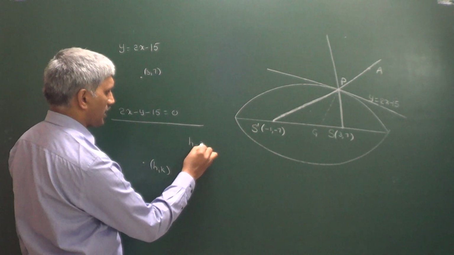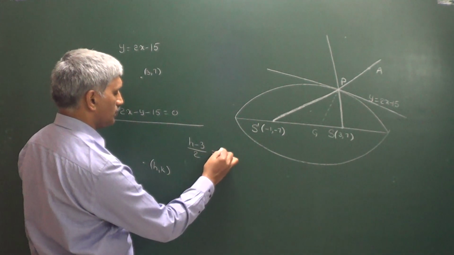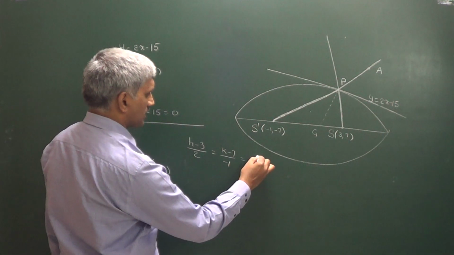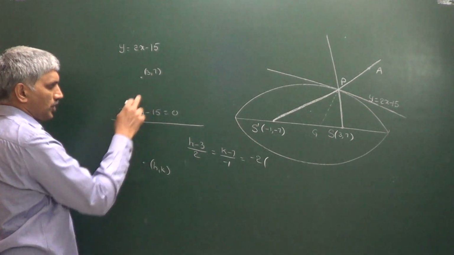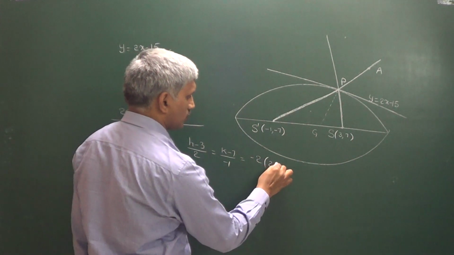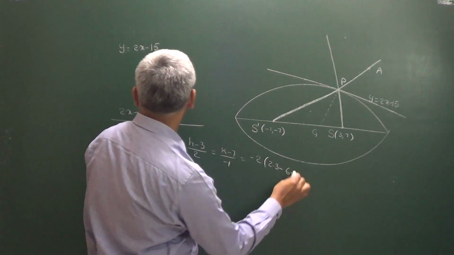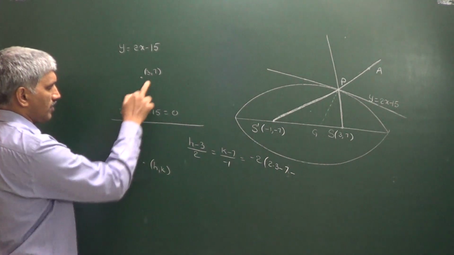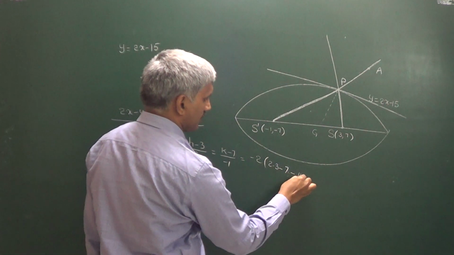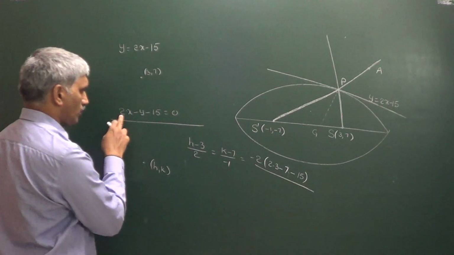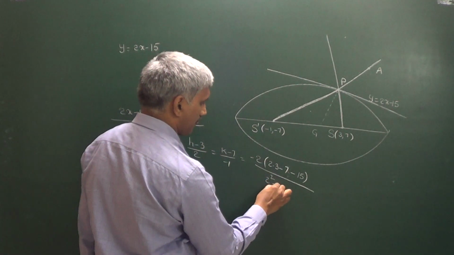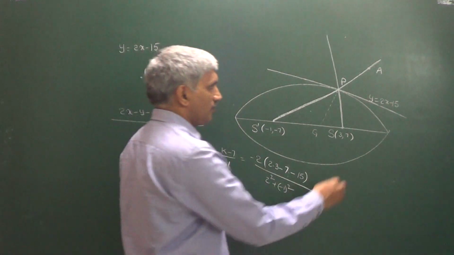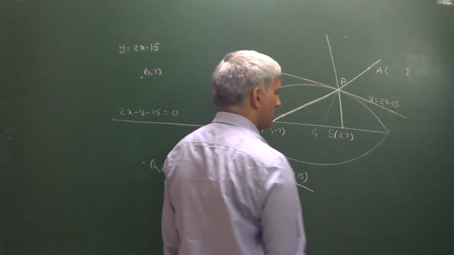So (h - 3)/2 = (k - 7)/(-1) = -2 times (2 times 3 - 7 - 15) divided by (2² + (-1)²). So from this we will get the point (h, k). That means we are getting the coordinates of the reflection A.